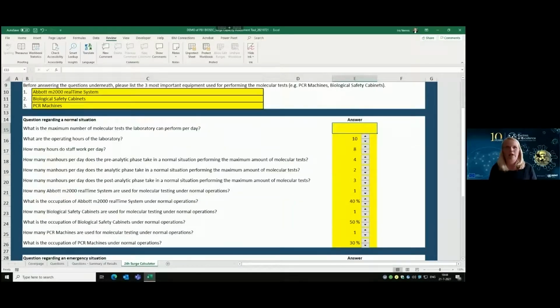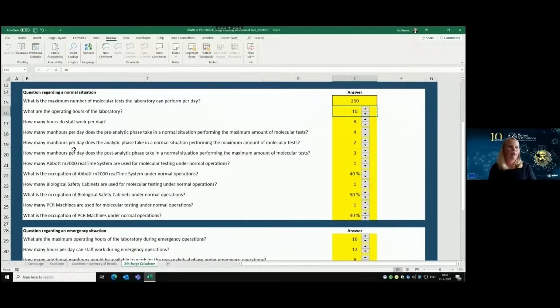Well, if I scroll down now, there are a set of questions regarding a normal situation, starting with: what is the maximum number of molecular tests the laboratory can perform per day? So here you can enter your own number, but for now I will enter 250. Then there are questions about the operating hours of the laboratory and how many hours the staff work per day. I've entered the number already, but by using the arrows up and down, you can change this.